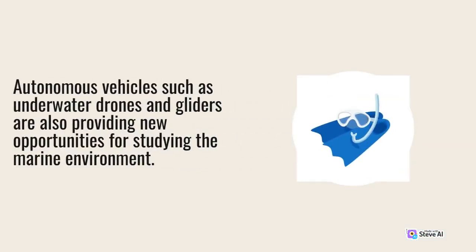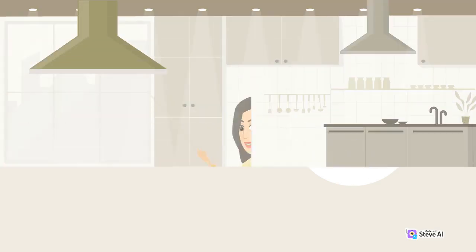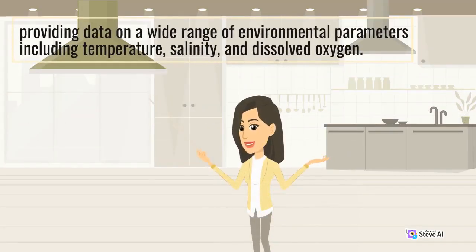Autonomous vehicles such as underwater drones and gliders are also providing new opportunities for studying the marine environment. These vehicles can be deployed for long periods of time and cover large areas of the ocean, providing data on a wide range of environmental parameters including temperature, salinity, and dissolved oxygen.